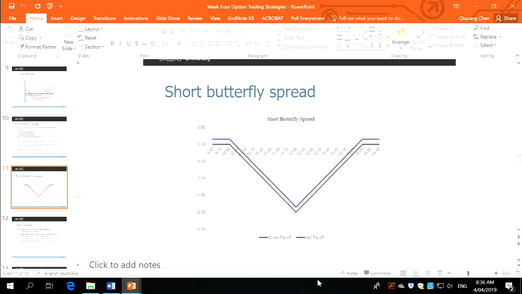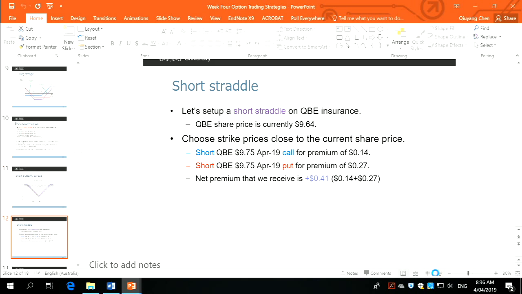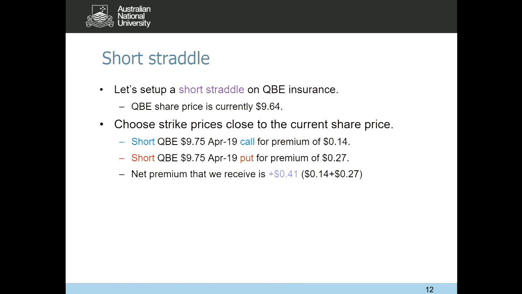I also introduced you guys to the short straddle strategy. The motivation behind the short straddle is you would expect the share price to be really calm and nothing will happen to the stock. So you would expect there are no earnings announcements for the underlying share, and no other idiosyncratic events that are going to happen to the underlying share price. If that's the case, you would expect that in the next month, the share price would finish really close to the current spot price, $9.64. So that's when you set up a short straddle.